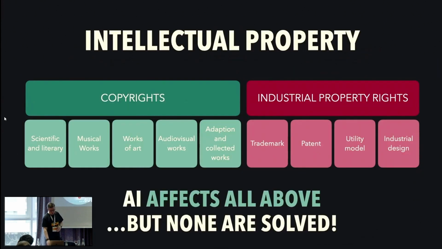And the next thing that becomes important is intellectual property, because all the content that we're creating, be it text or images or videos, implies intellectual property. So you have on the one side the copyrights for scientific and literary, musical works, works of art and audiovisual works, and the adaptation and collected works. And on the other hand, you have the property rights with trademarks, etc. And all these are influenced by AI, but none of them is seriously solved.